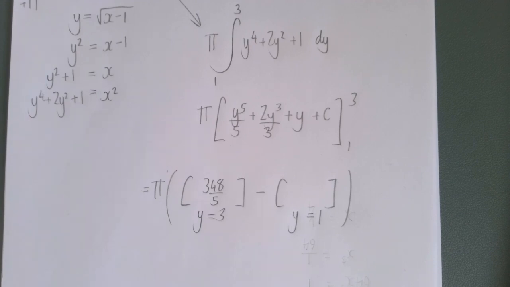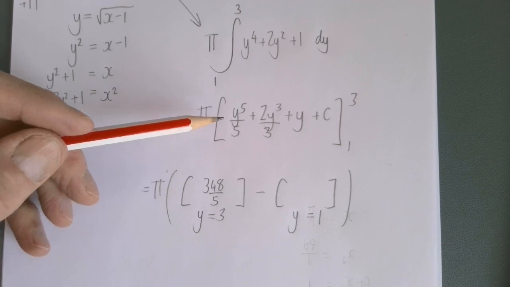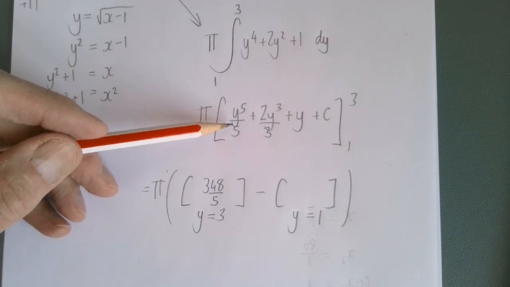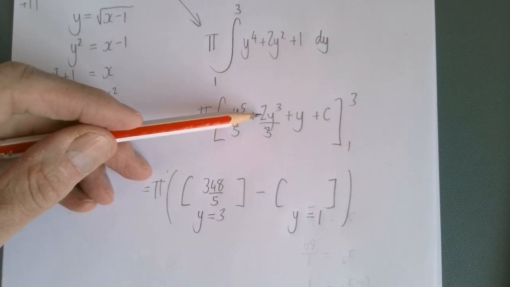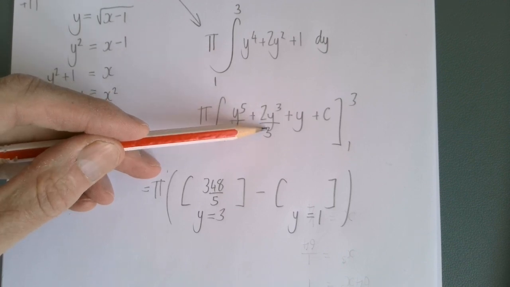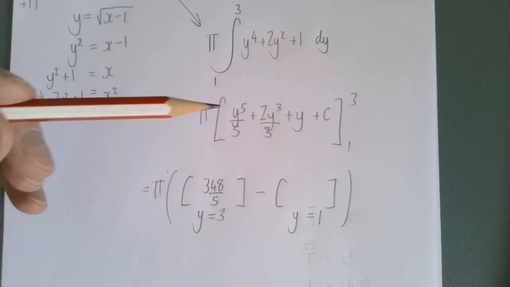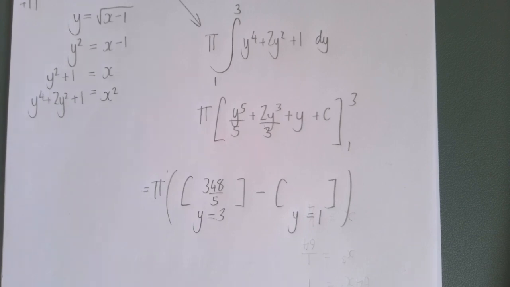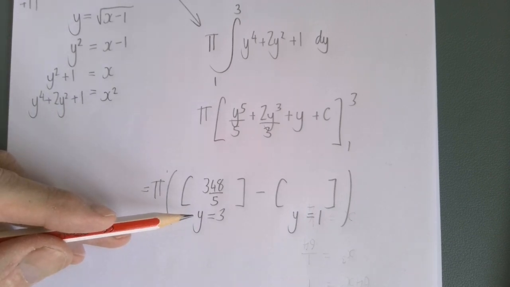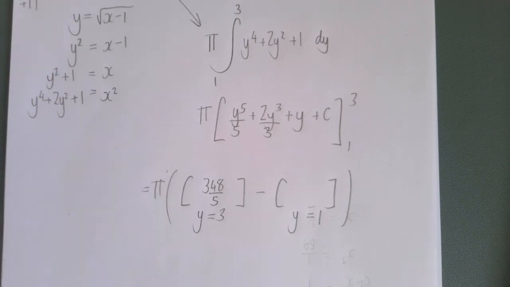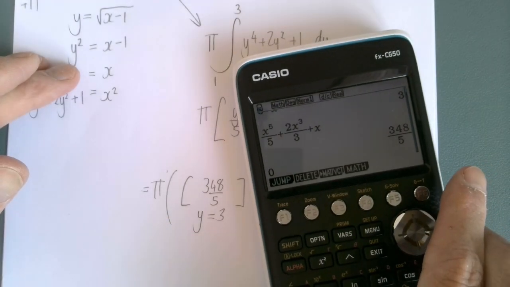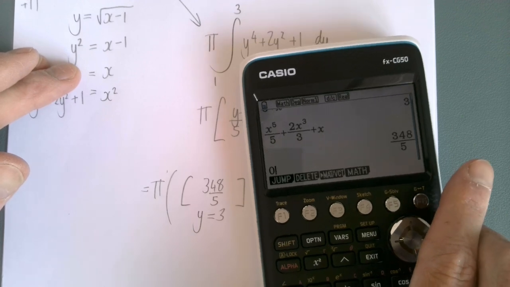Okay, nearly done. I have integrated, so increase power divided by the new power. 2 passes through unchanged, increase power divided by the new power, 1 becomes y. Y obviously, because we're now integrating with respect to y. I've substituted in y is 3, although of course on the calculator you have to do it as x.